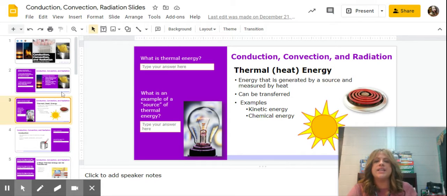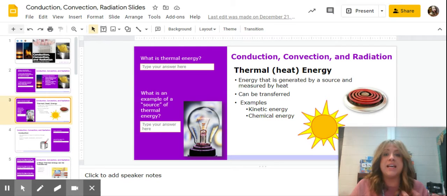So it says here, what is thermal energy? Well, thermal energy is heat energy. Heat, you're going to write heat here. Then it says, what is an example of a source of thermal energy? Well, it's asking you what item that you know of makes heat. So you're going to come up with one item, any item that makes heat right here. Okay?